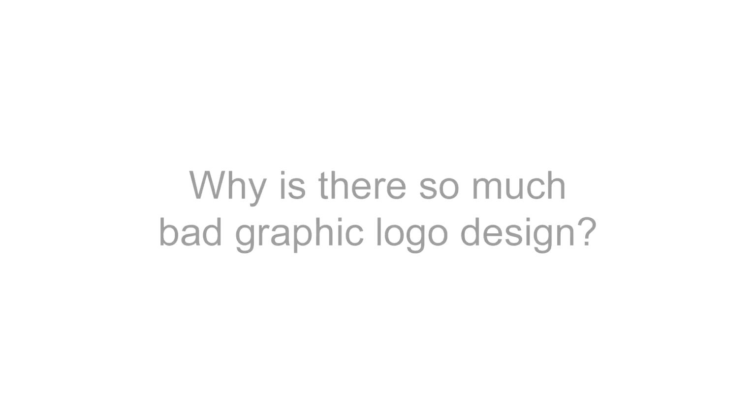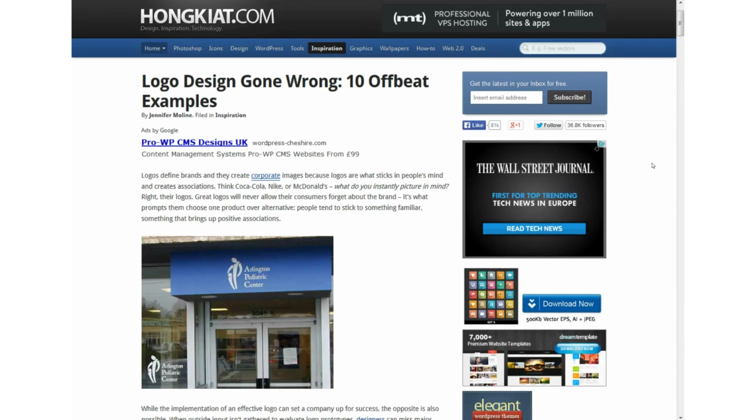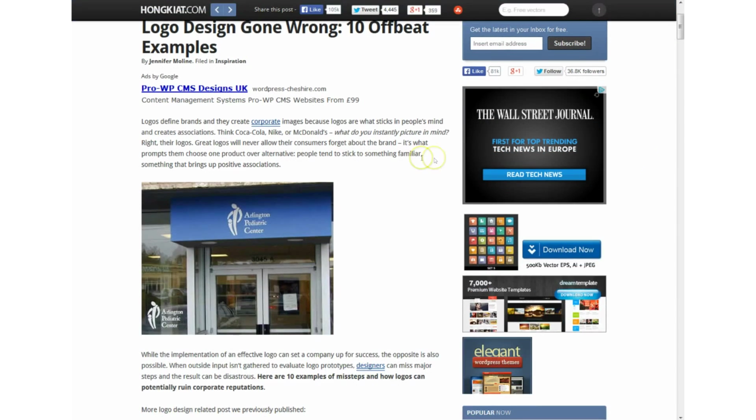We've talked about this before, and we're actually going to take a look at some pretty bad logos now. I'm going to share my screen with you, Lee, because I've got a link that we're going to have a look at. Cool. Okay, so I'm just loading up this link, and this is logo design gone wrong, 10 offbeat examples.